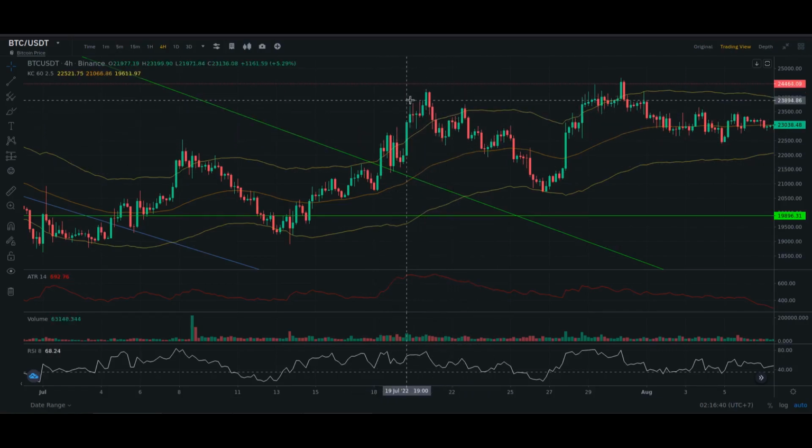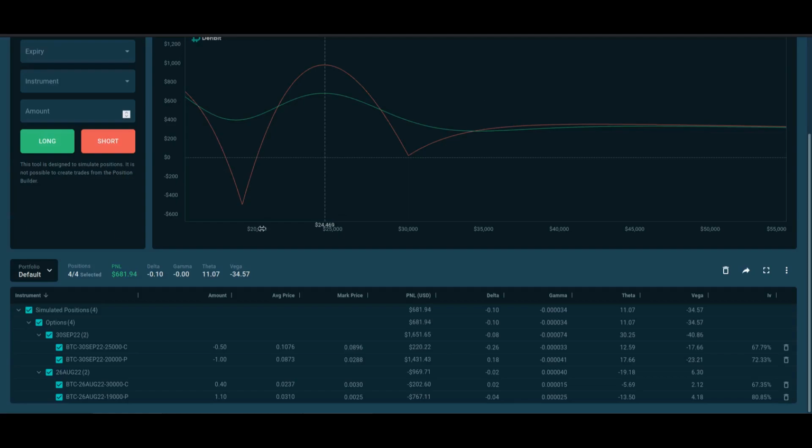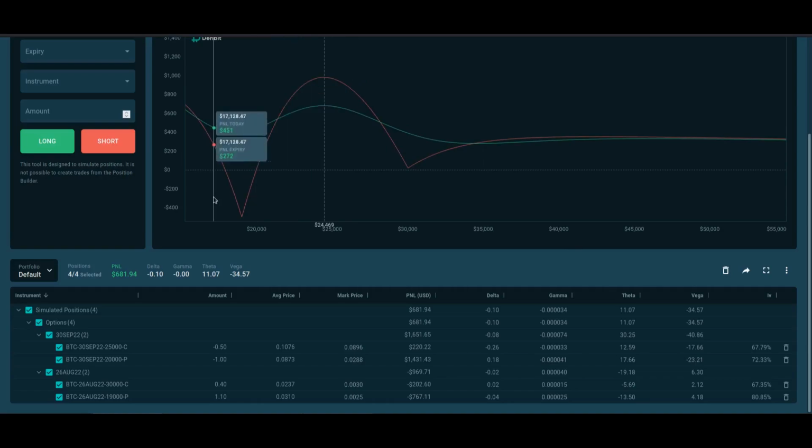So I waited until the local bull run finished, and got some retracement, and I think that it is a good situation to create a volatility sold position. And what I did, I created a diagonal calendar.